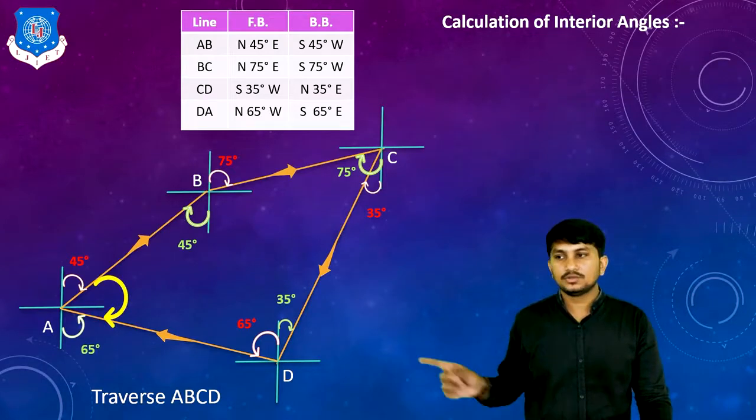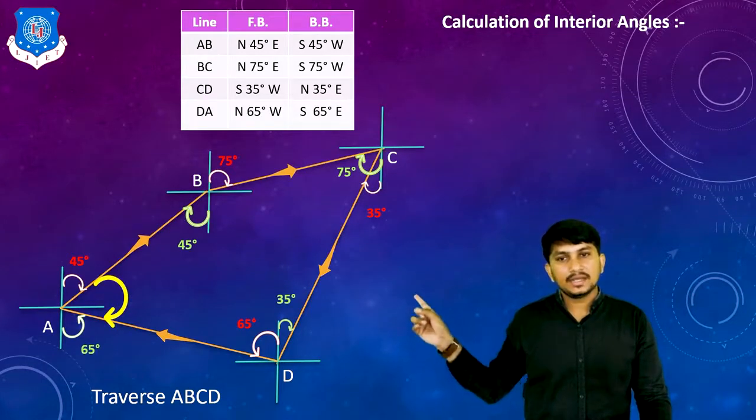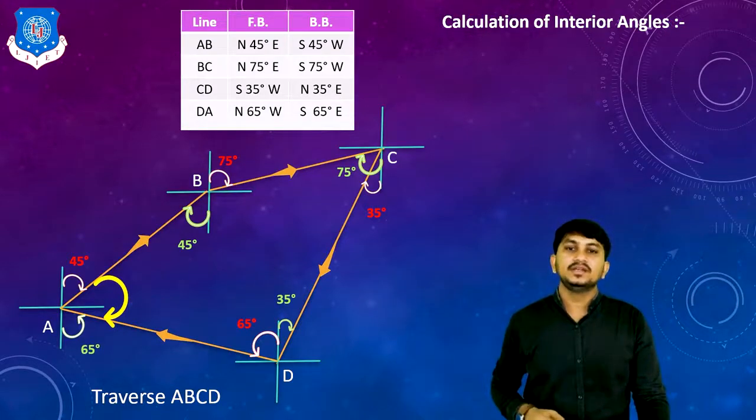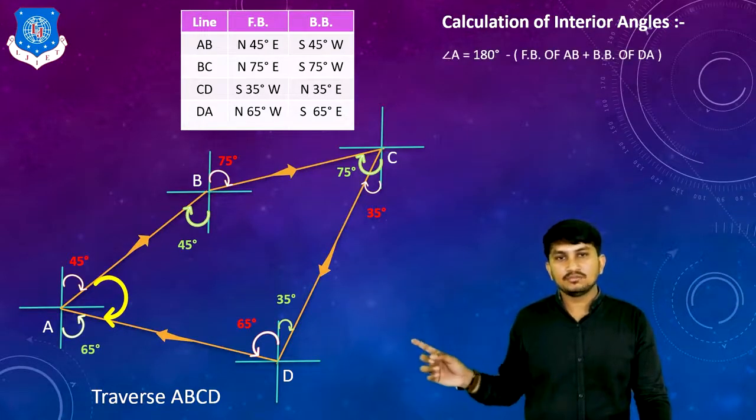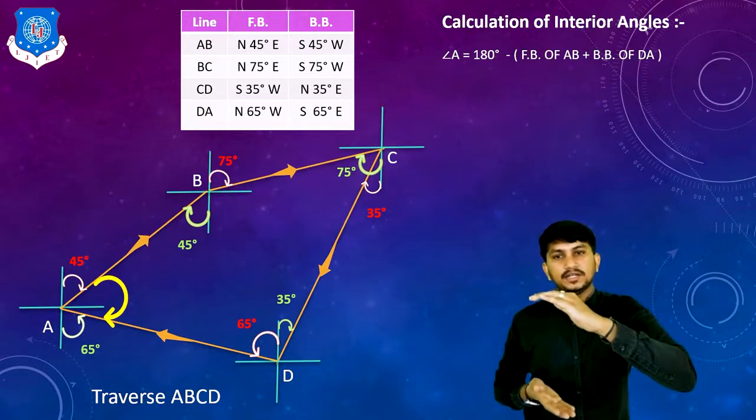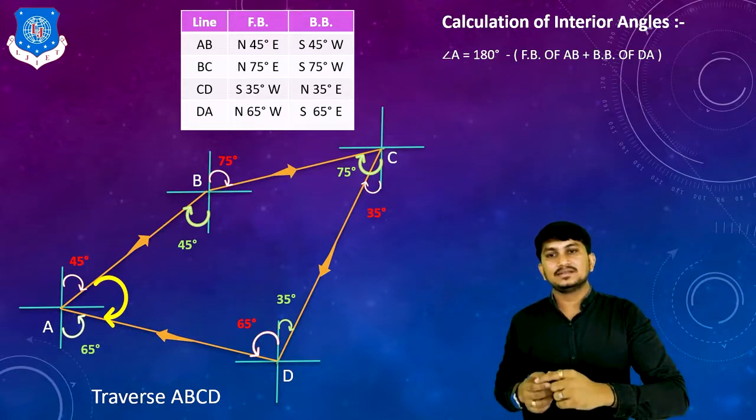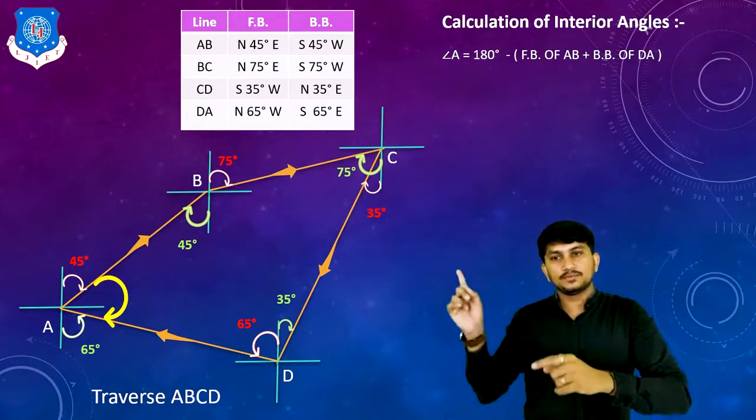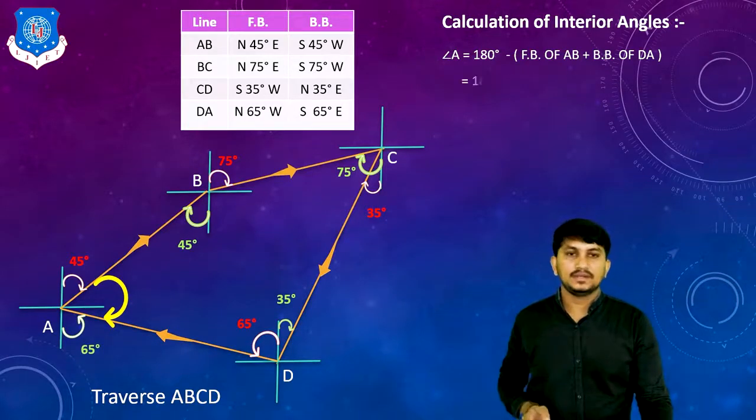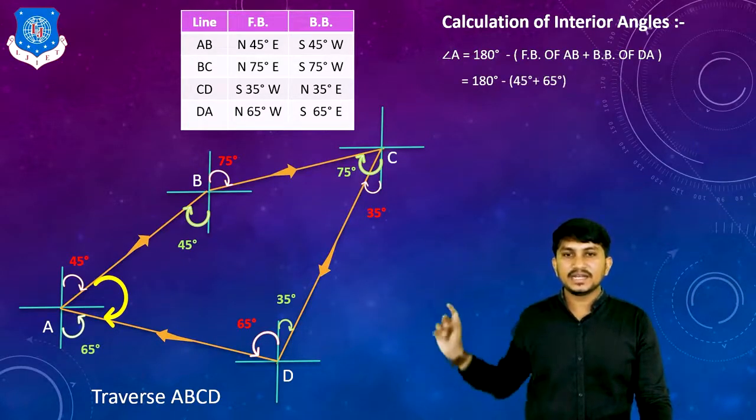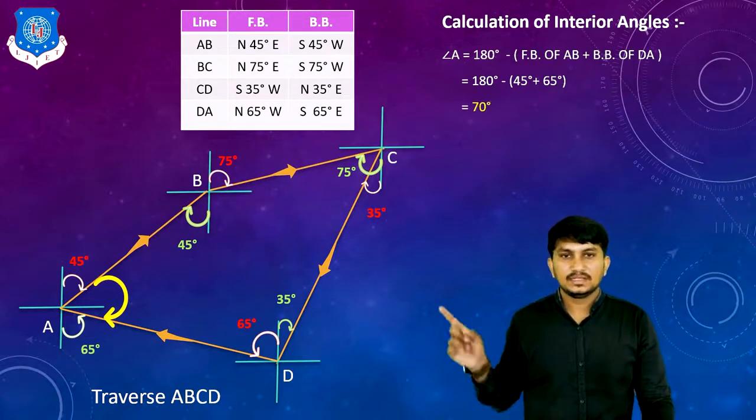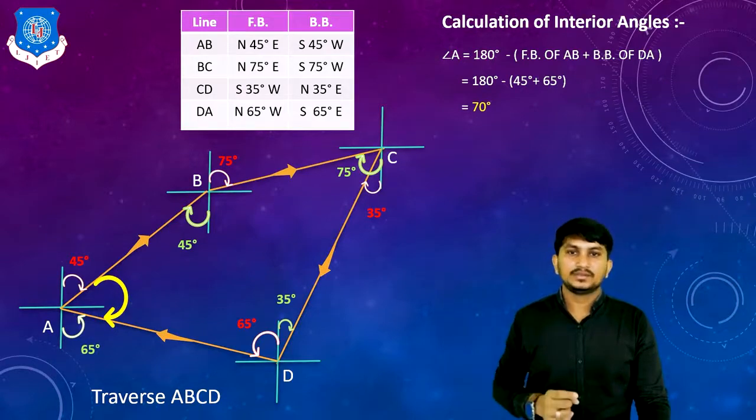First, we will find angle A, which is shown by yellow sign. This is the interior angle A. Interior angle A can be found by 180 degree because there are two quadrants, total is 180 degree. 180 degree minus fore bearing of AB, which is 45 degree, and back bearing of DA, which is 65 degree. So 180 degree minus 45 degree minus 65 degree is equal to 70 degree. This is the interior angle A.